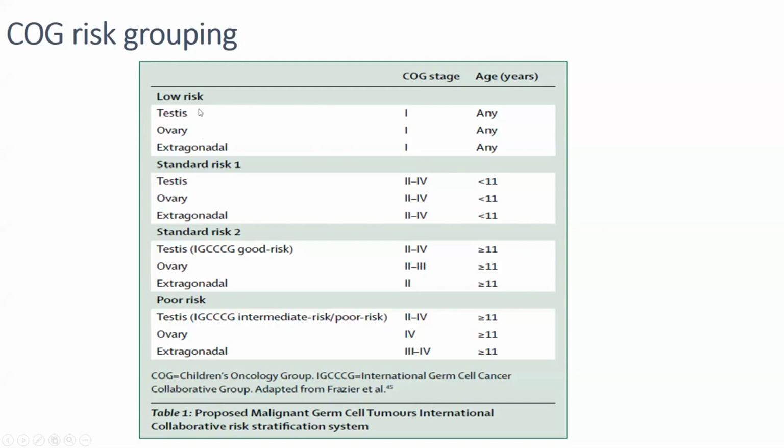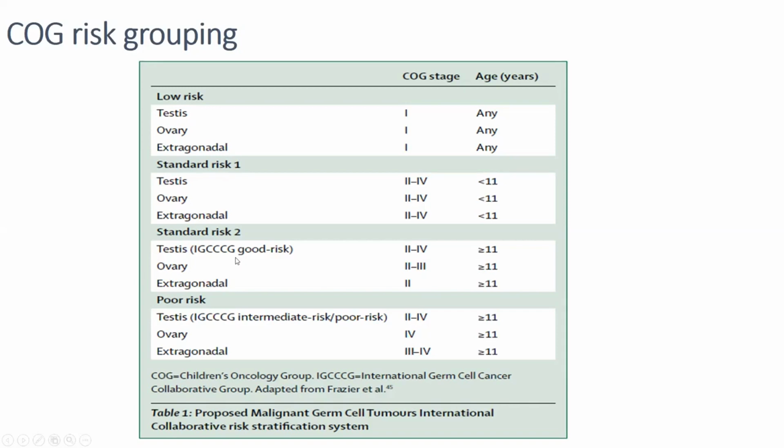So this has been divided into low risk, standard risk 1, standard risk 2, and poor risk. Basically, low risk tumors are those which can be managed with only surgery followed by observation, but this is only for the testicular tumor. So studies are going on to see if this observation policy after surgery is applicable to sites other than testis, like ovary and extragonadal.